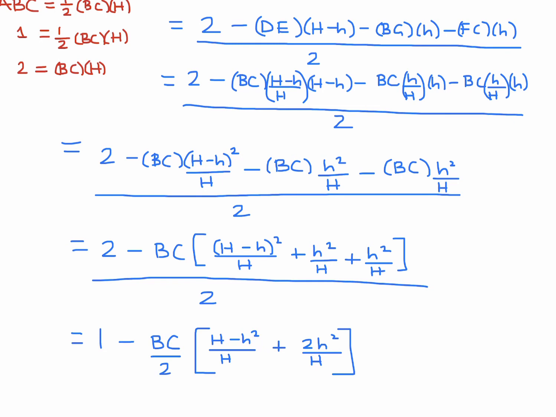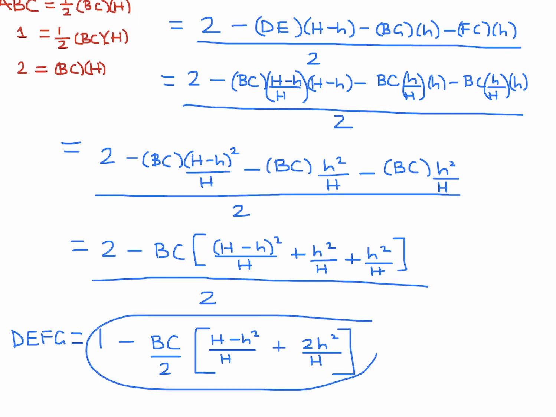Now at this point we have to start discussing this. Remember, this whole thing was equal to DEFG, right? That is the trapezoid that we have to maximize in terms of its area. And it equals this whole thing. So let's discuss this now. We want to maximize this: 1 minus this whole thing.